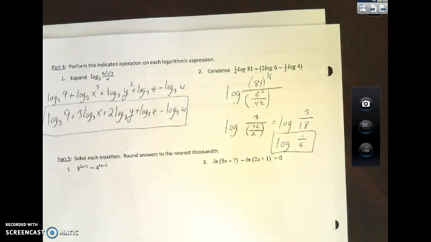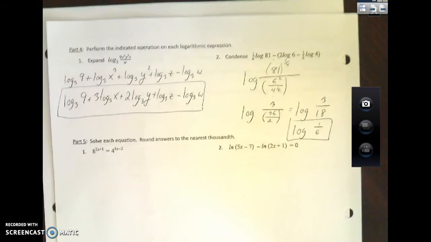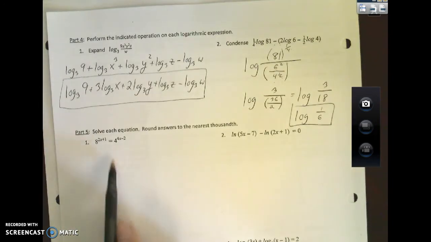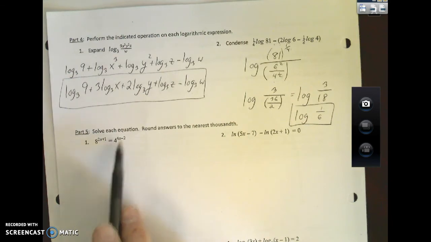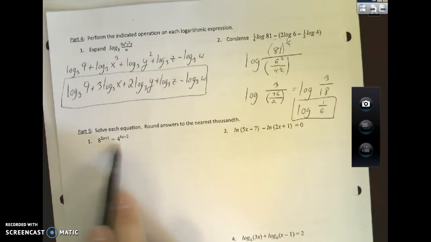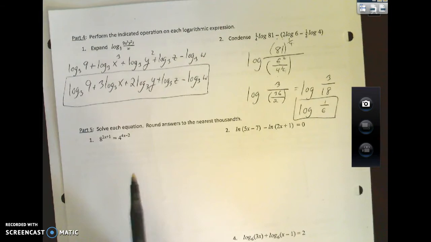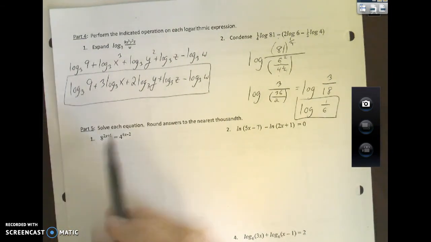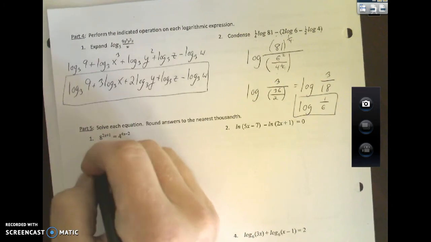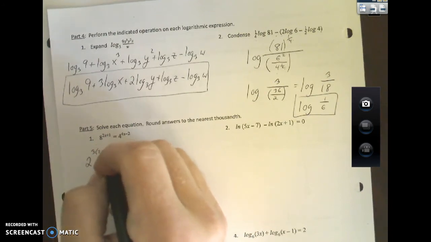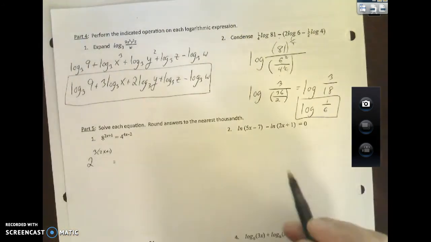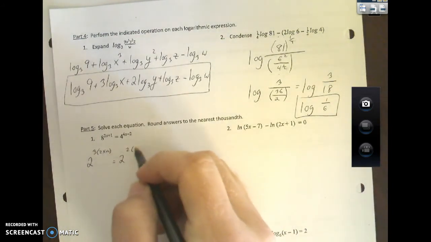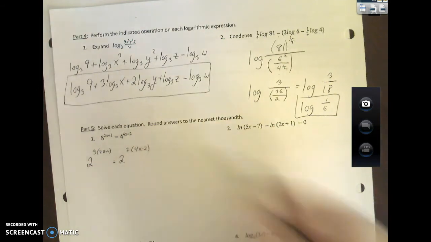Okay? Awesome. Solve each equation, round each answer to the nearest thousandth. 8 raised to this power, 2x plus 1 equals 4 raised to 4x minus 2. These both can be reduced down to a number raised to a power to get each of them the same number. So in this case, 8 I can rewrite as 2 to the 3rd power, times the quantity 2x plus 1.